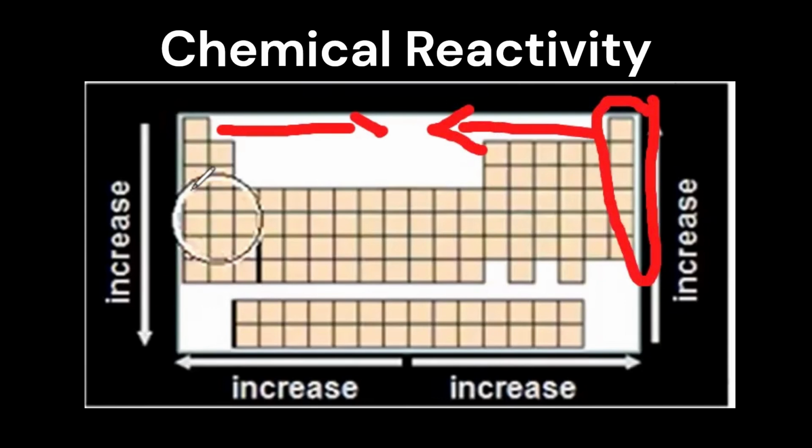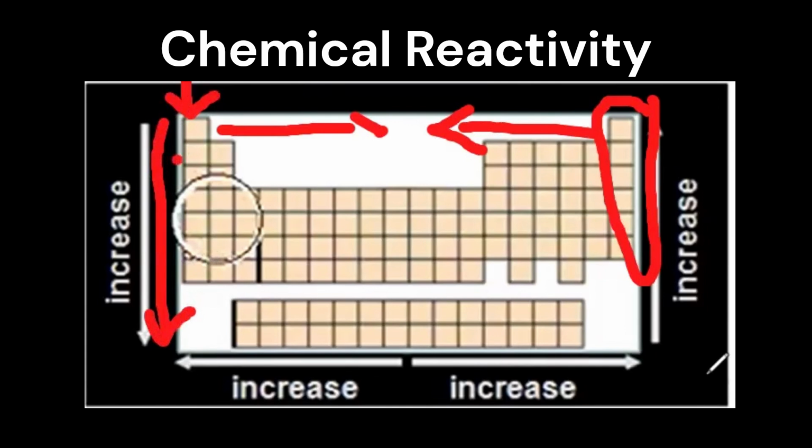If we look within the same group, for example, group 1, which is metal, reactivity increases going from top to bottom of the group. So the element at the bottom of group 1, for example, is the most reactive one in that group, and at the top, it's the least reactive element in the same group.